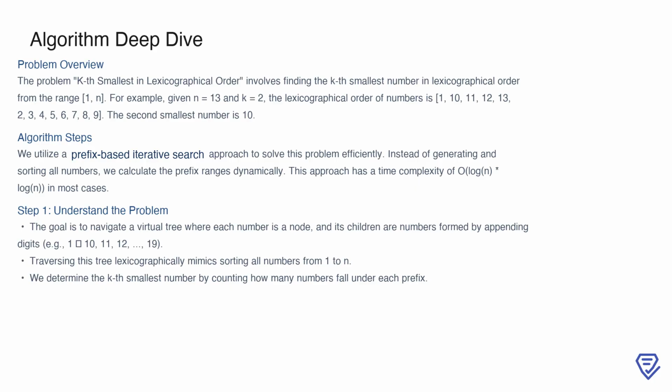To understand this better, imagine the numbers arranged in a tree structure where each node represents a number, and its children are formed by appending digits to it. By navigating this virtual tree lexicographically, we mimic sorting the numbers and identify the kth smallest one by counting how many numbers fall under each prefix.